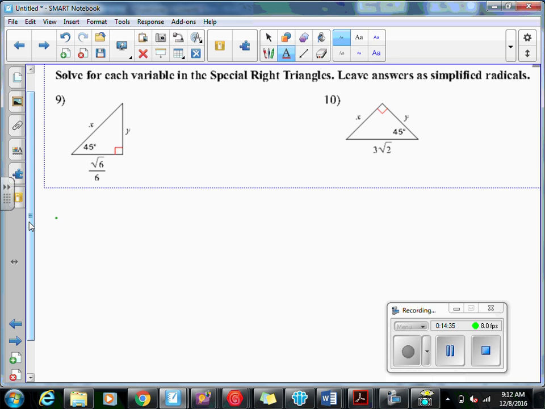All right, so for number 9, the problem says solve for each variable in the special right triangles. Leave your answers as simplified radicals. That means we don't want decimal answers here, so you're not going to be using the calculators to get decimals. So for this number 9, this side is a leg.